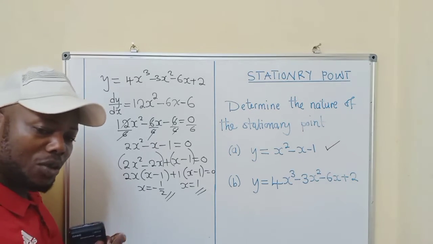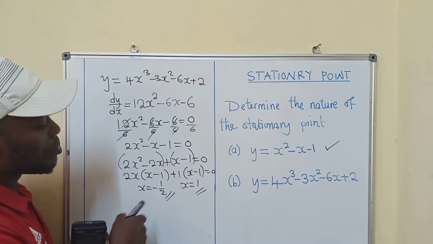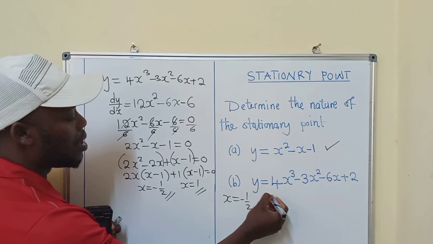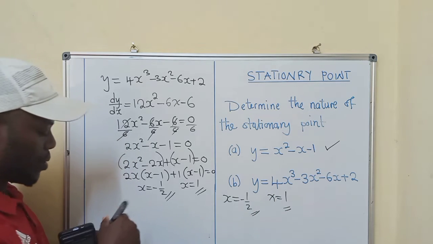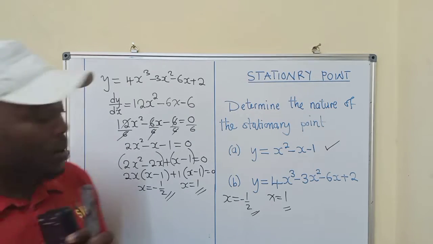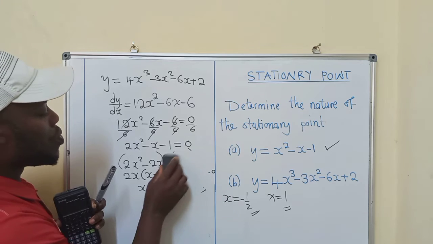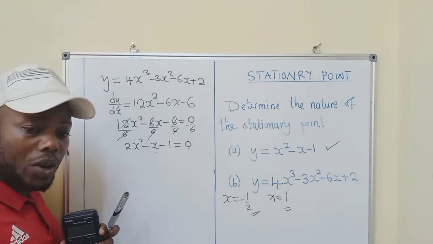So now, after you found these points, let me write them here. x is equal to negative 1 over 2, or x is equal to 1. So after you find these two numbers, what you need to do now is to test. Remember, we are testing.